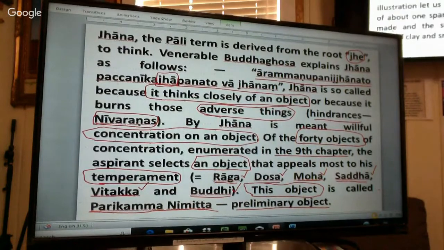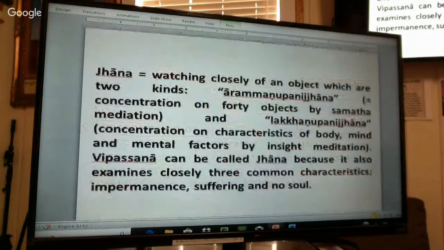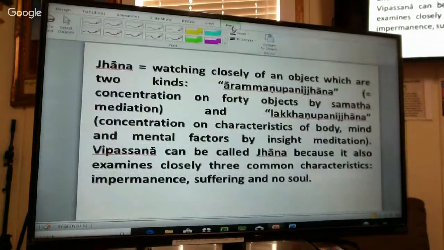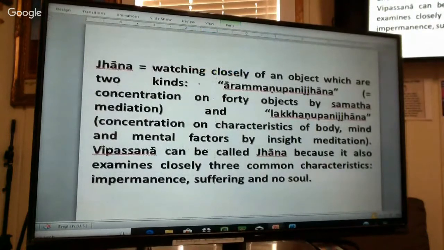Okay. So before explanation, how we practice to get the five sphere consciousness, we need to explain another one that is very important. So jhana, there are two kinds. Jhana means watching closely on an object. We already talked about that one, which has two kinds.